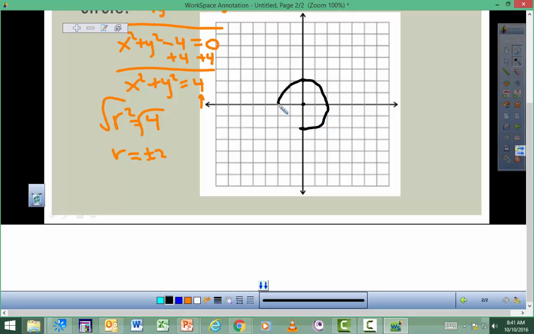No, mine is pretty bad. And there you have a circle with radius equal to 2. You see there's 2 here, 2 here, 2 here, 2 here. Isn't that easy?